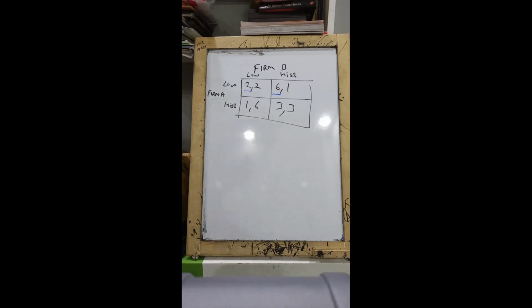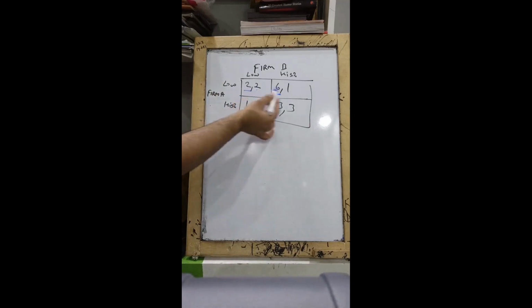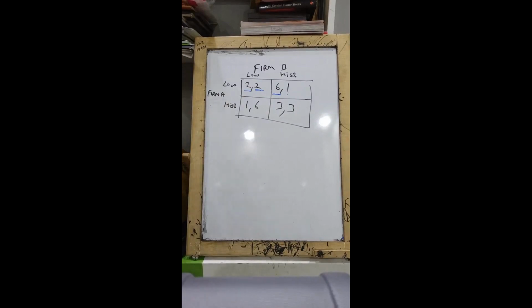Now reverse the game. Suppose firm B now thinks that firm A is going to charge a low price. So firm B, low or high? I guess low. Now suppose firm B thinks that firm A is going to charge a higher price. So now firm B, low or high? Low. So in this case, firm B also has a dominant strategy of charging a lower price. My dear friends, when both the players have a dominant strategy, there will have to be a unique Nash Equilibrium, which we found in the case of the prisoner's dilemma as well. So guys, this is our Nash Equilibrium.